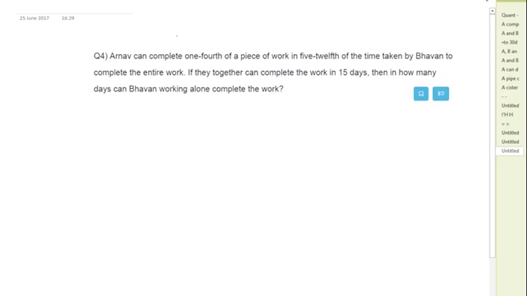It's not that straightforward. So there is Arnav who can complete 1/4 of a piece of work in 5/12 of the time taken by Bhuvan to complete the entire work. If they together can complete the work in 15 days, then in how many days can Bhuvan working alone complete the work? So let's say Arnav does X units per day.